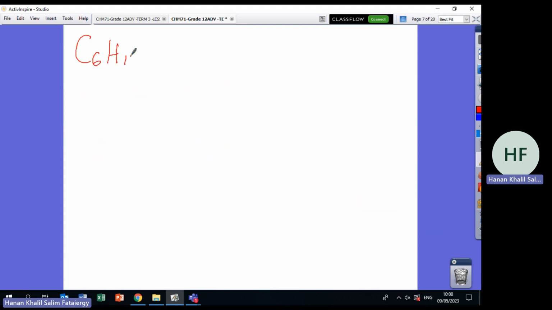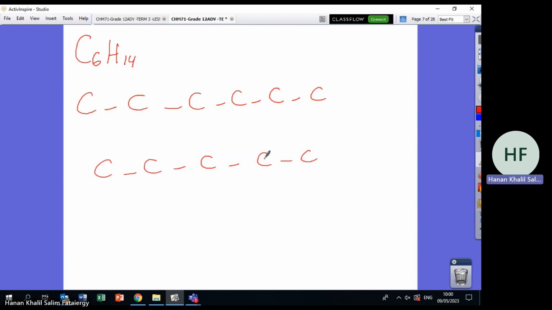How many possible isomers do you have? The first one is linear, 1, 2, 3, 4, 5, 6. Then I have 5 carbons and I will put my branch here, and again 5 carbons and I will put my branch here. Notice that here the branch is at carbon number 2, and here the branch is at carbon number 3. If I put a new one here, the branch will be at number 2. It's the same as this.